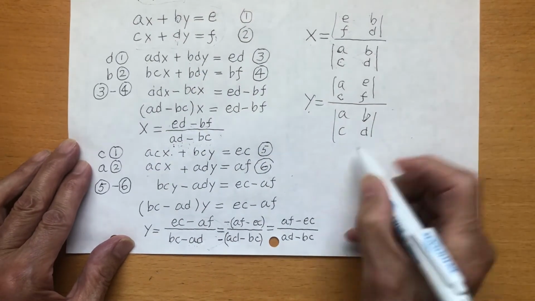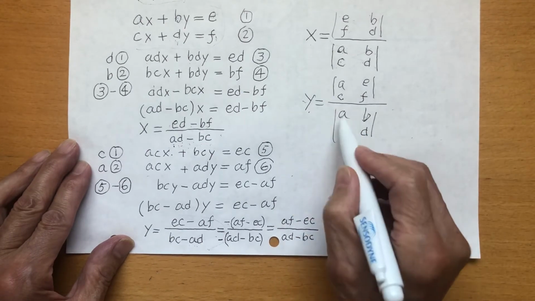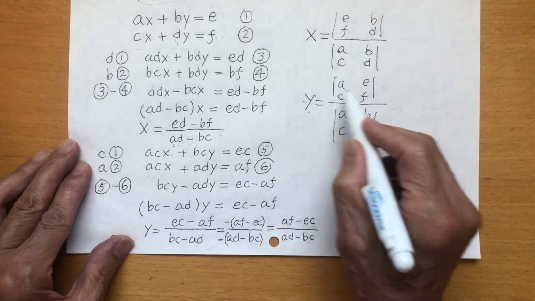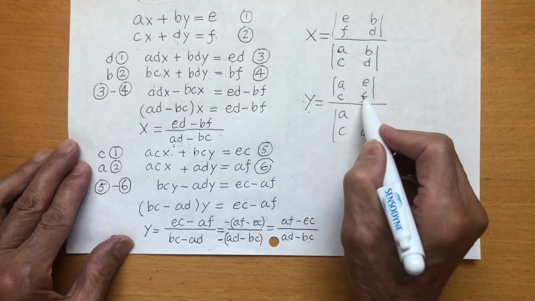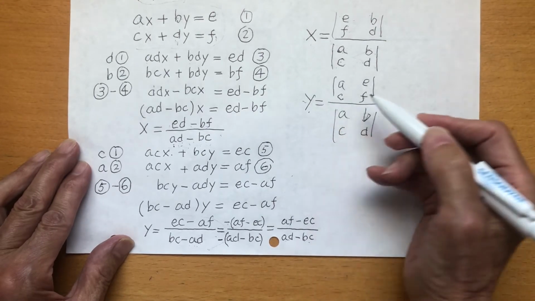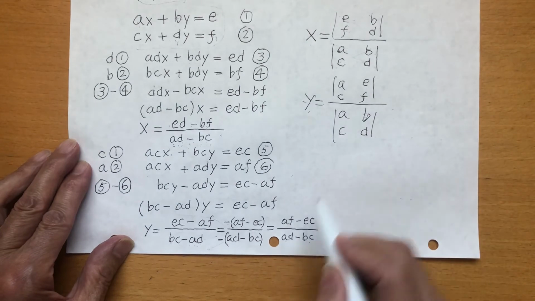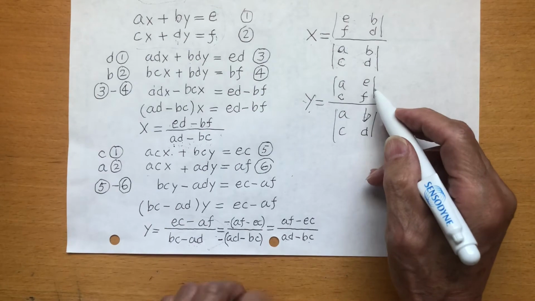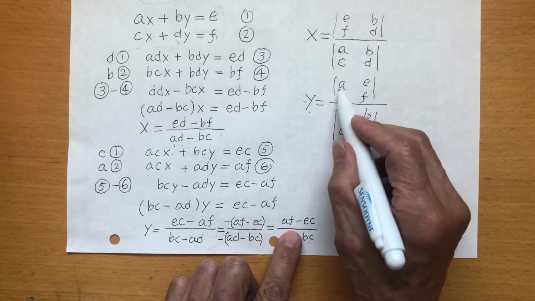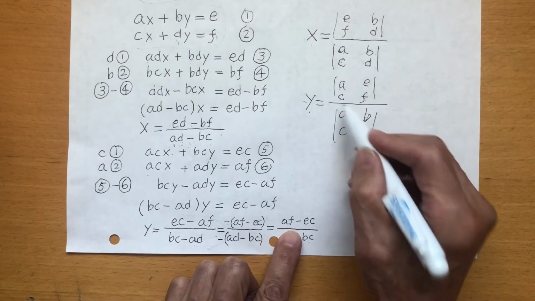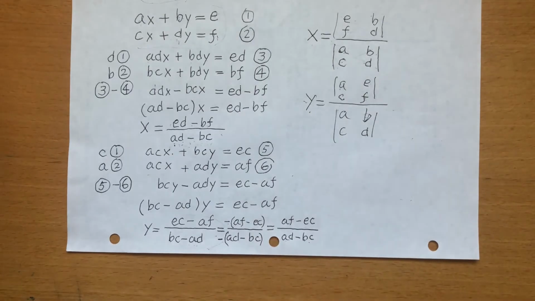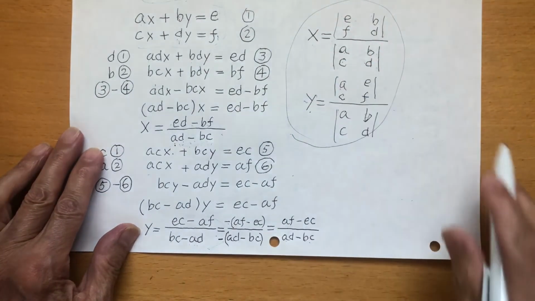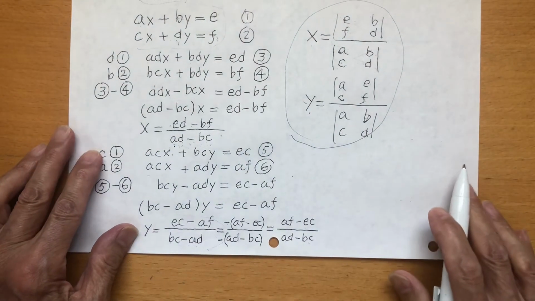Now let's look at it. Y is what? Denominator is AD minus BC. Correct. What about numerator? AF minus ED. No, wait a minute. AF, that's right. AF minus EC. You see? That's a trick. So this is the best way to remember the formula. You got it?